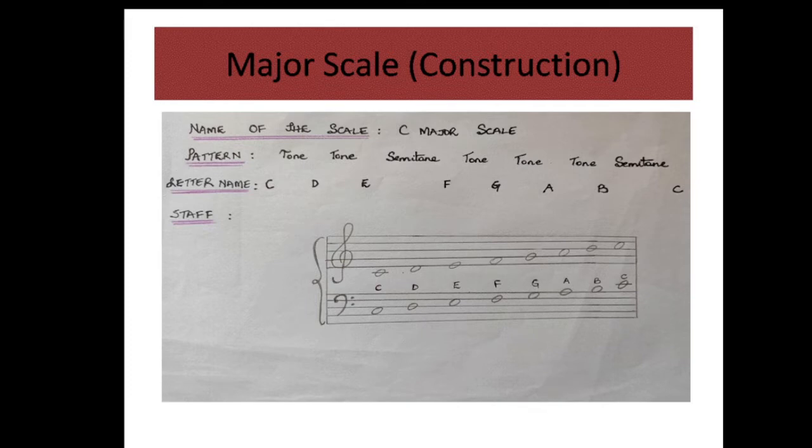Now, a major scale. How do we construct a major scale? So the first scale I've shown over here is a C major scale, which is the standard scale. Now, a C major scale does not have any sharps or flats, and the pattern for a major scale is tone, tone, semitone, tone, tone, tone, semitone. In letter names, I have written C, D, E, F, G, A, B, C, and this is how it's written on the stave.